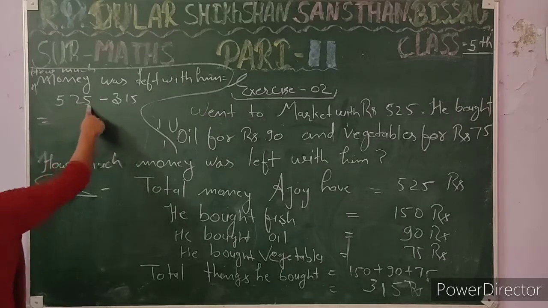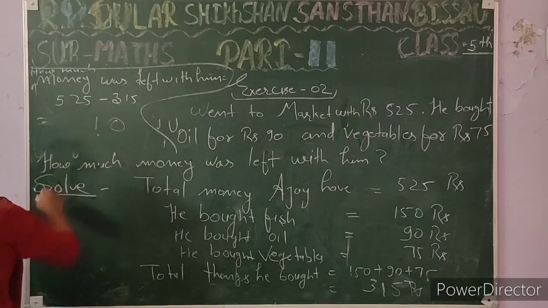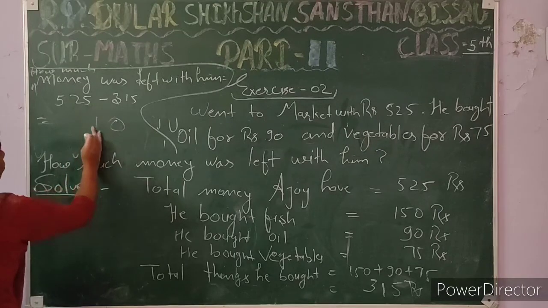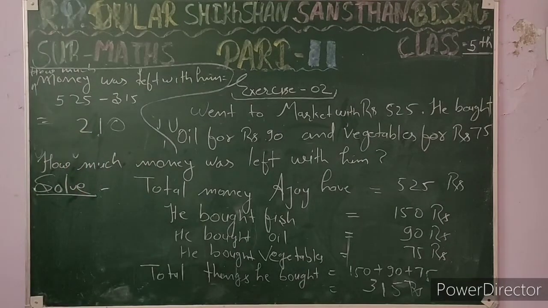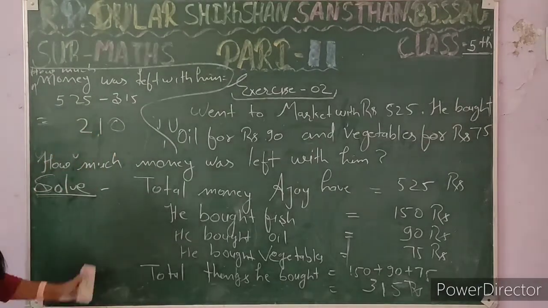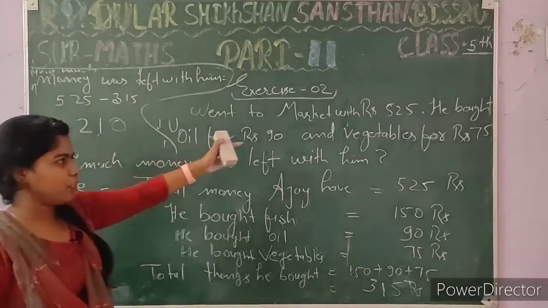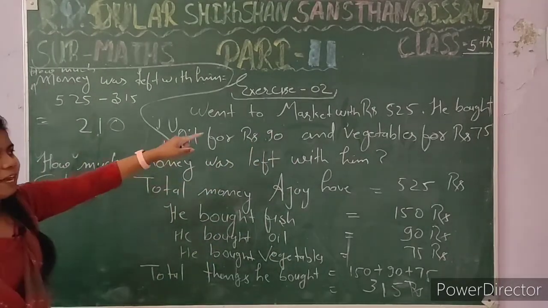So first of all the 1 digit number, 5 minus 5 is 0, then 2 minus 1 is 1, 5 minus 3 is 2. You say that our answer is 210. What is your answer? 210. Okay students, so you can say that 210 rupees was left to Ajay when he went to market with rupees 525.